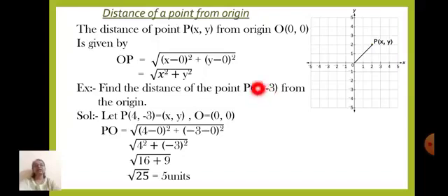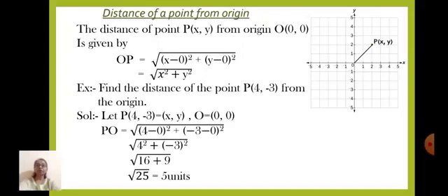So now you directly apply this formula, square root of x square plus y square. You can skip the first step. So directly, square root of 4 square plus (-3) square. 4 square is 16, (-3) square is 9, and the square root of 25 is a perfect square. So the answer is plus 5 units.